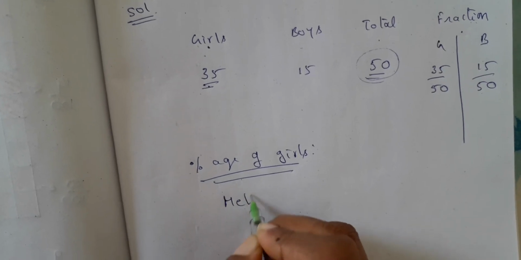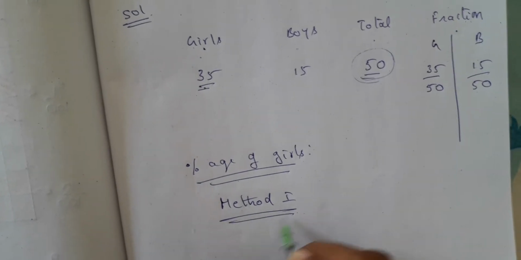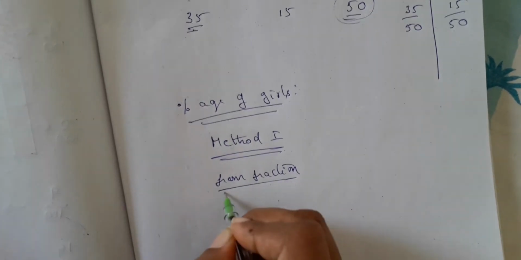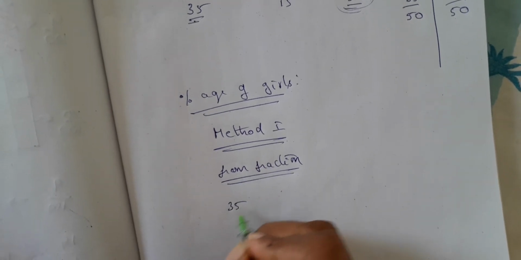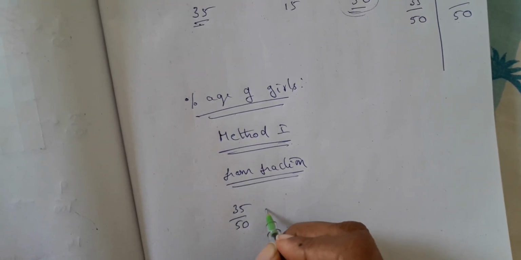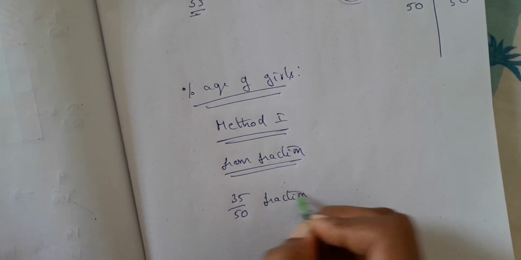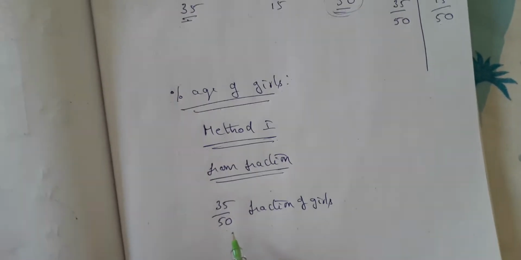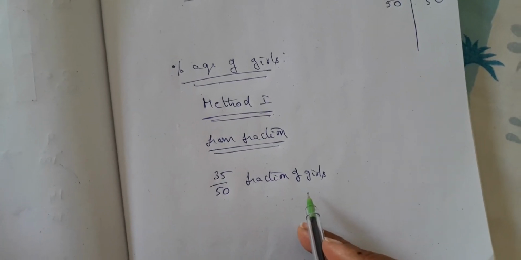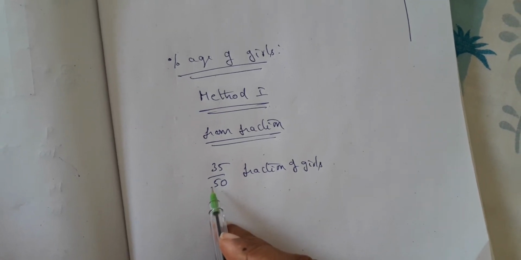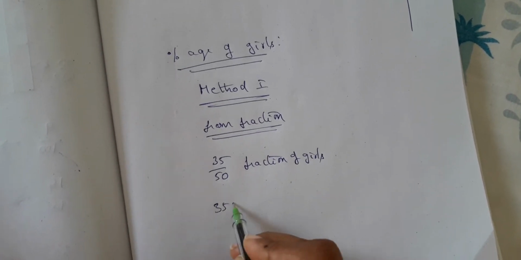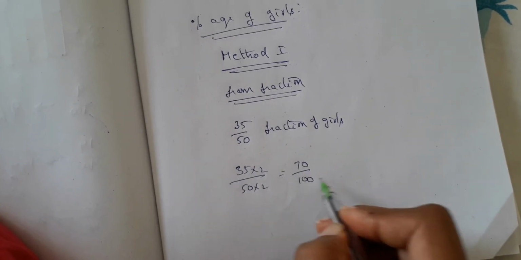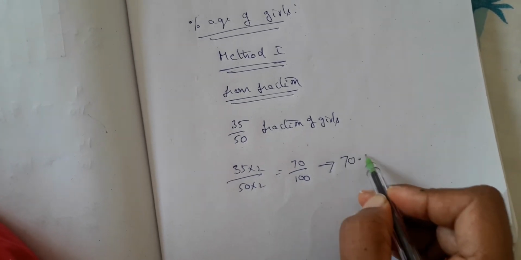Method 1, from fraction. So we have 35 by 50 as the fraction of girls. Now I'll write the equal fraction here, converting the denominator into 100. You know that 35 into 2 by 50 into 2 is equal to 70 by 100, which means it is 70%.